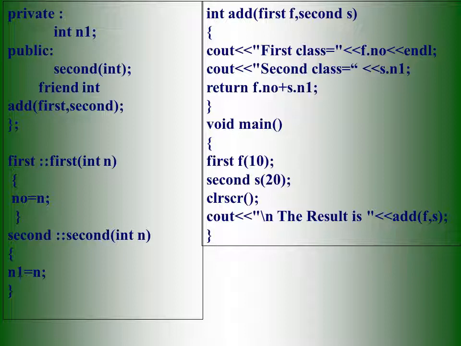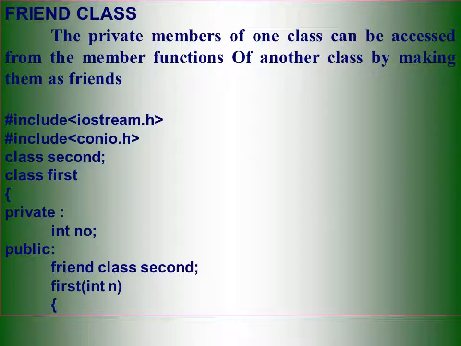Okay, according to that the friend function can be used to access the private members of the classes. Okay, so this is the simple example program. Next, we are going to use the friend class. The private members of one class can be accessed from the data member functions and variables of another class by making them a friend. So we have to use the friend classes. Let us see the example program.